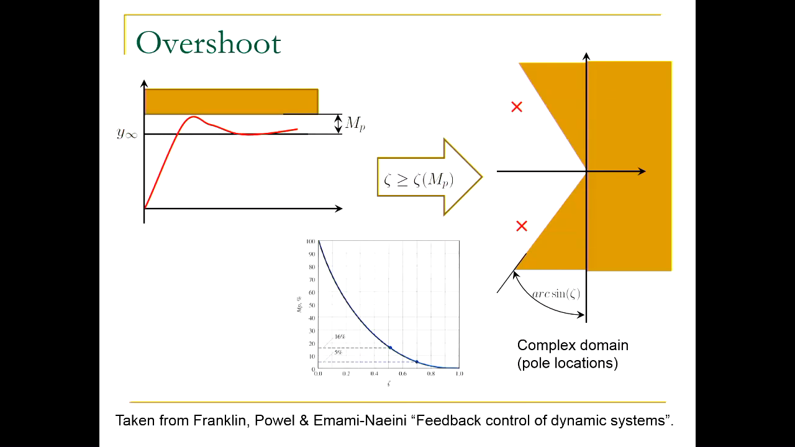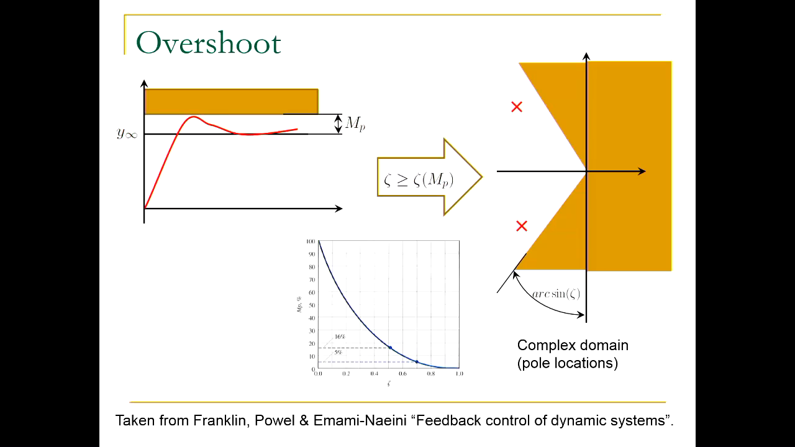So, by the way, if, for instance, you say, I don't want to overshoot more than 5%, so you basically say 5% overshoot, well, then damping should be 0.7, right? So you are, in a way, avoiding this sort of region. This angle here is related to your damping. It's arc sine of the damping factor. And you have to avoid this region as well.